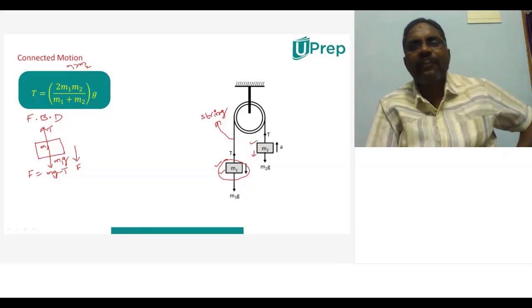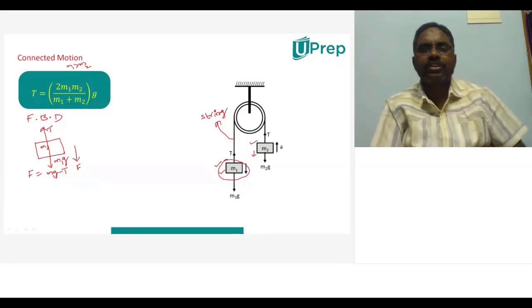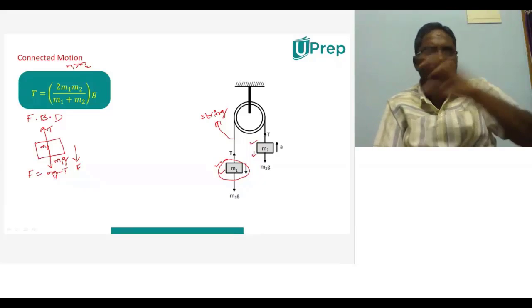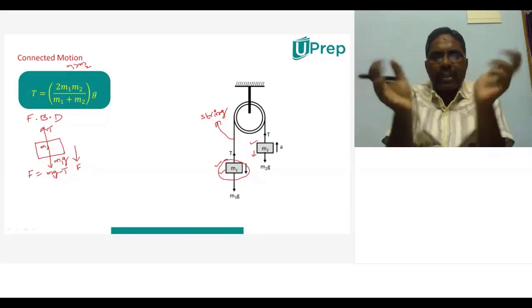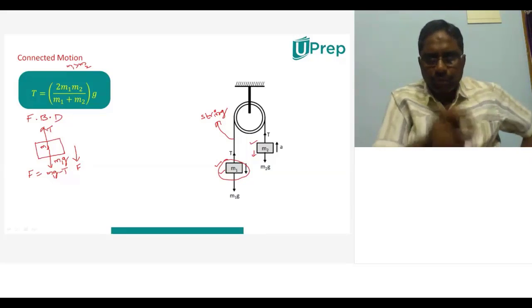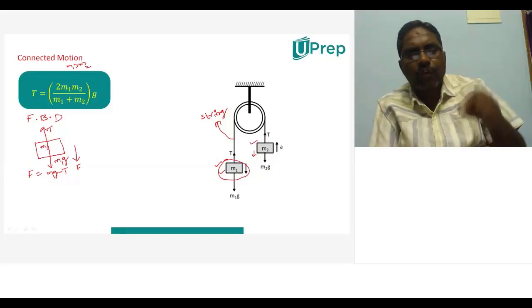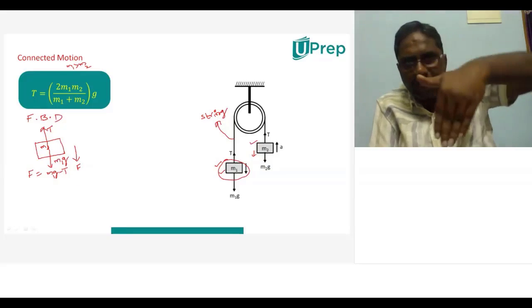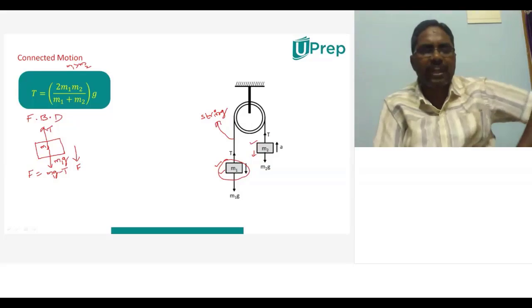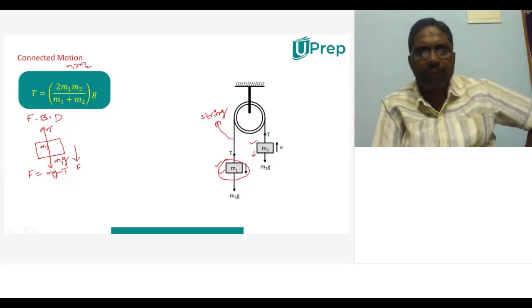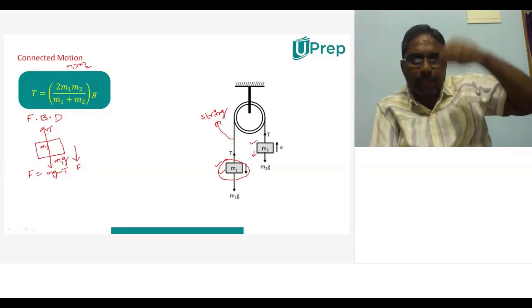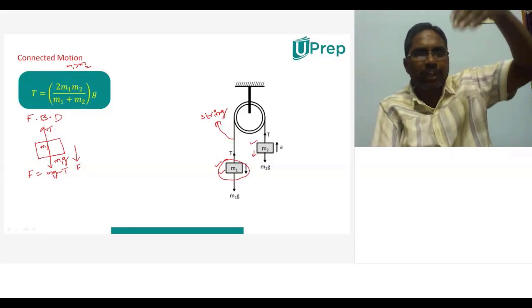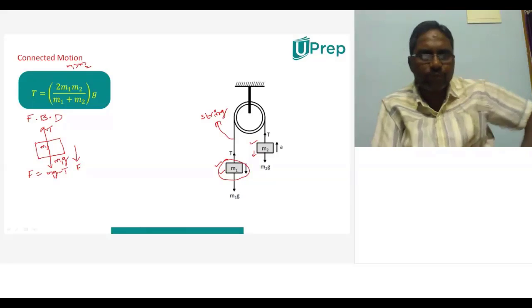Resultant will be the difference of those two forces. So whatever the two forces are, that difference you have to write. So the resultant force will act in the downward direction, and that resultant force I am writing as F is equal to M1 G minus T. Why? Because M1G will be more than the tensional force. That's why the object is moving down.